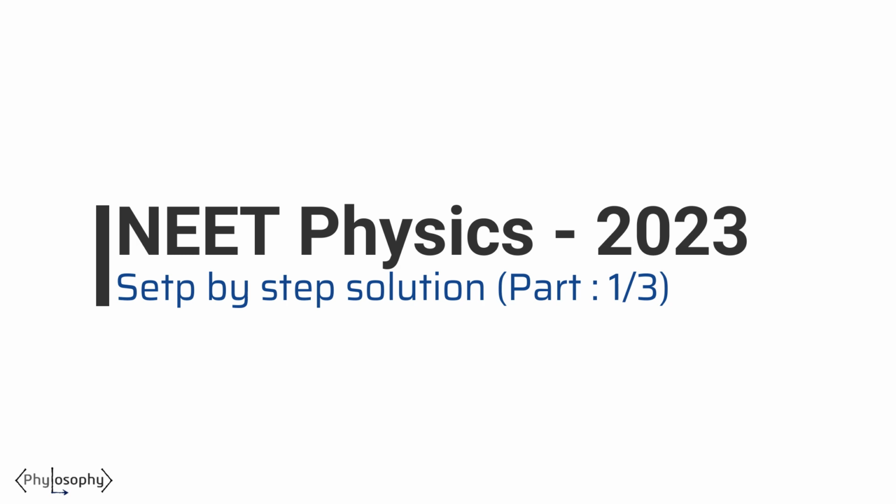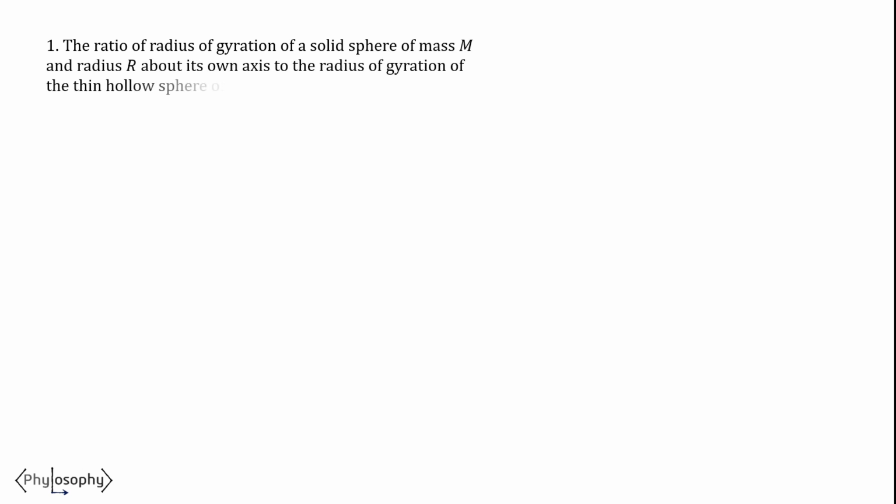So let's solve our first problem, which is: the ratio of radius of gyration of a solid sphere of mass M and radius R about its own axis to the radius of gyration of the thin hollow sphere of same mass and radius about its axis is, and 4 options are given.